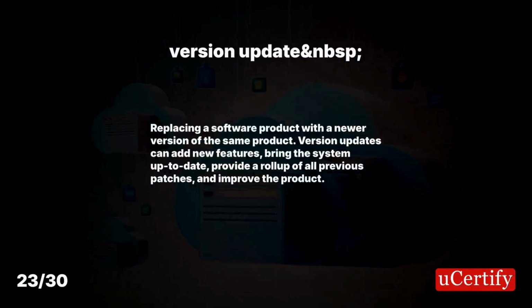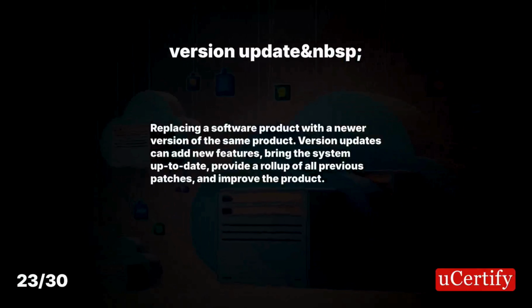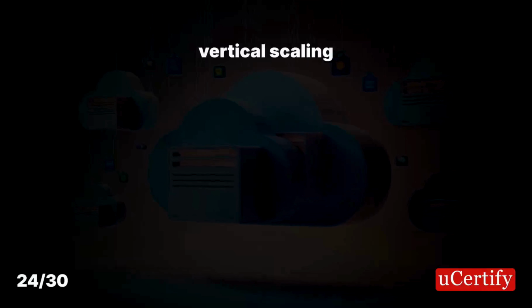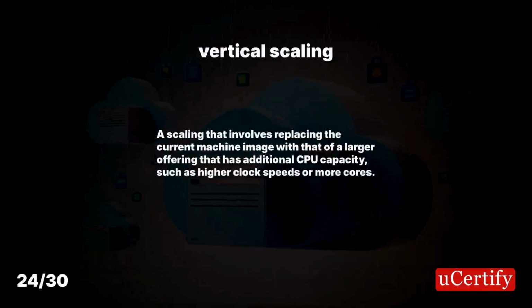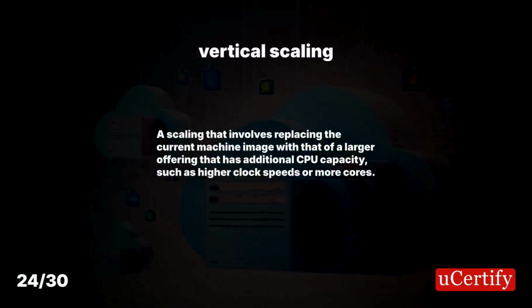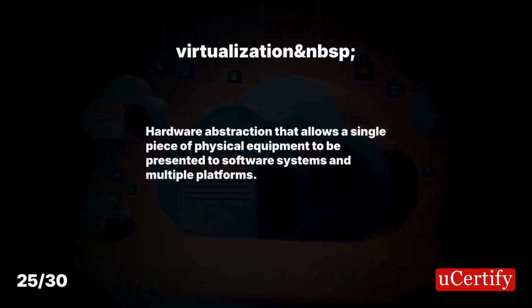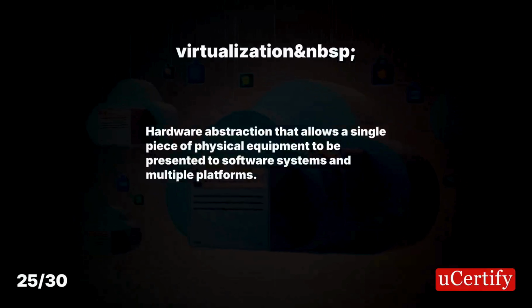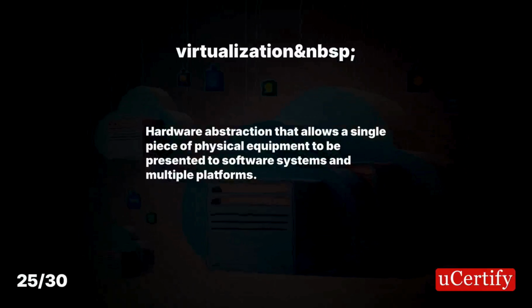Version updates can add new features, bring the system up to date, provide a roll-up of all previous patches, and improve the product. Term: vertical scaling. Definition: a scaling that involves replacing the current machine image with that of a larger offering that has additional CPU capacity, such as higher clock speeds or more cores. Term: virtualization. Definition: hardware abstraction that allows a single piece of physical equipment to be presented to software systems and multiple platforms. Term: vulnerability testing.